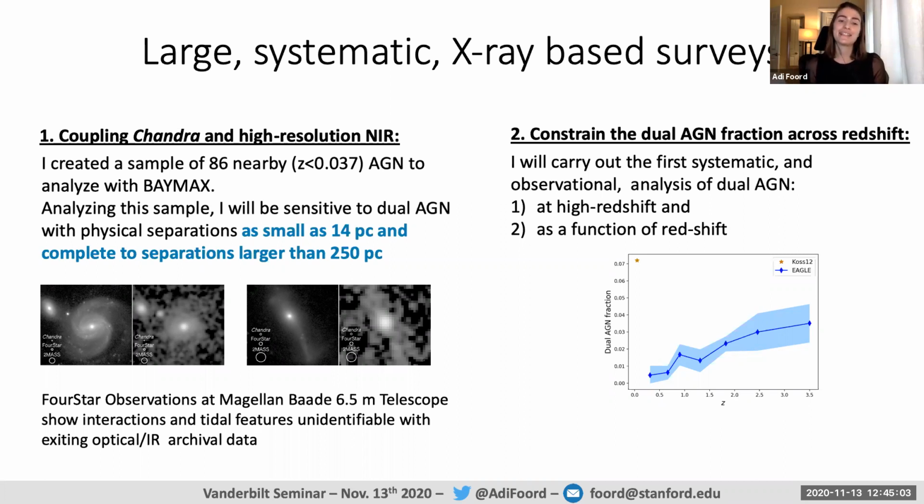The second project is constraining the dual AGN fraction across cosmological time, which is quite a large project. The idea here is to carry out the first measurement of dual AGN both at high redshift, but also as a function of redshift. This will have a lot of important implications for things such as galaxy evolution through cosmic time. I'm going to be spending my last 5 minutes or so focusing on the first project because there may be people in this audience who are interested in closely separated supermassive black holes, but I'm happy to speak with anyone after the talk or at a later time about this second project if that's something that interests you.